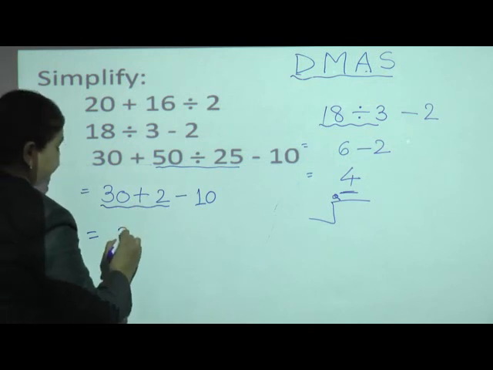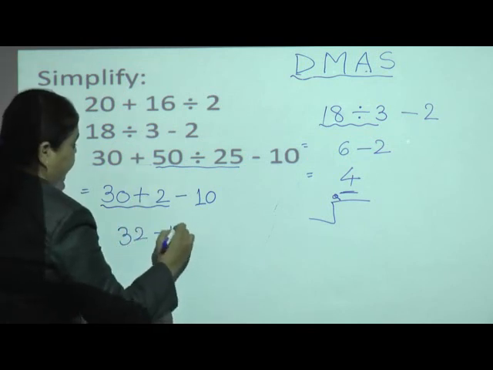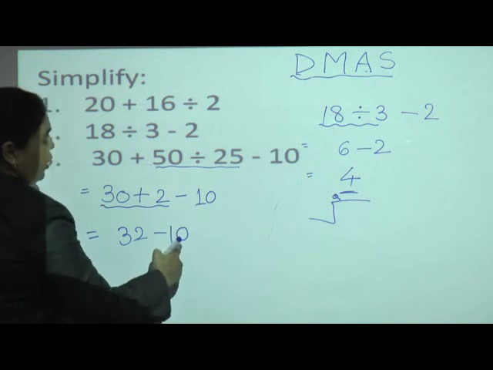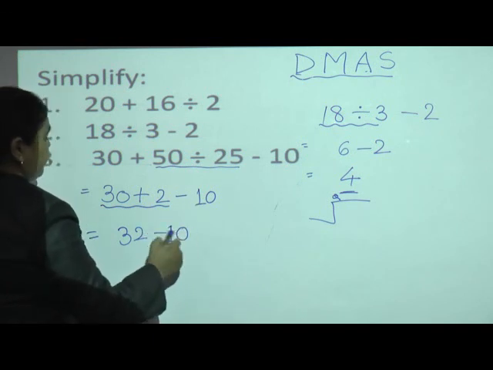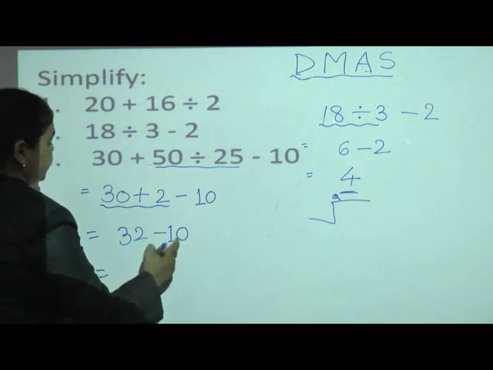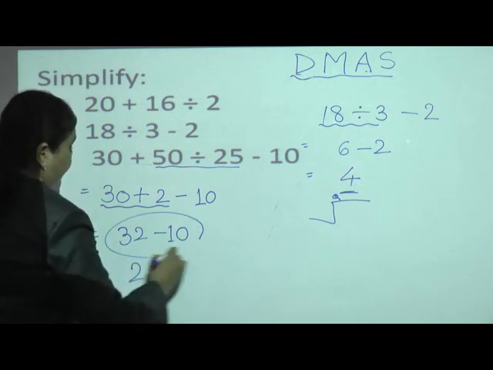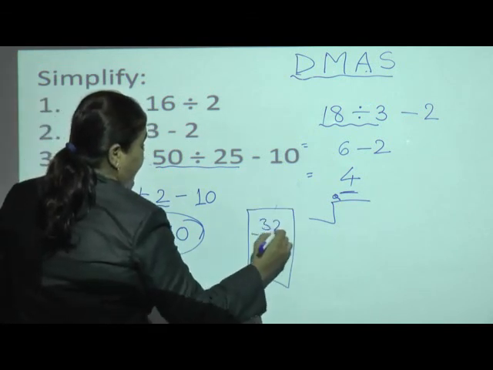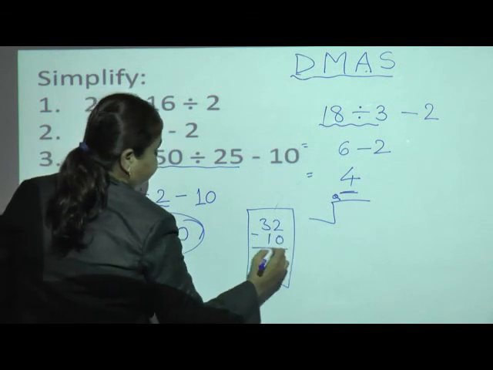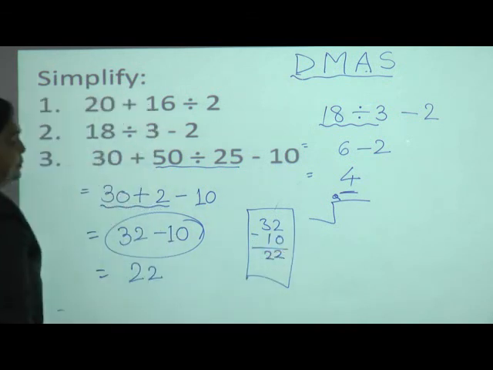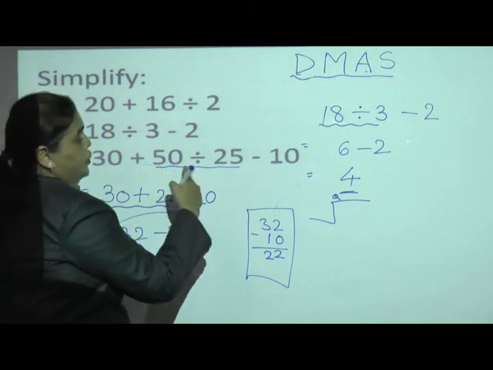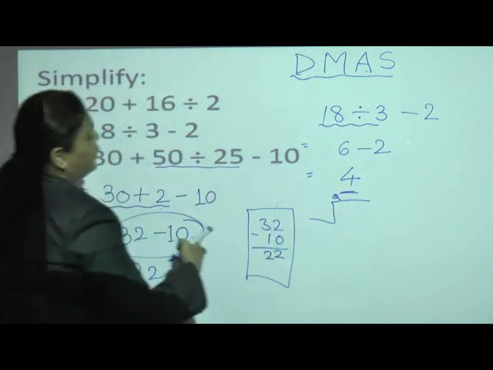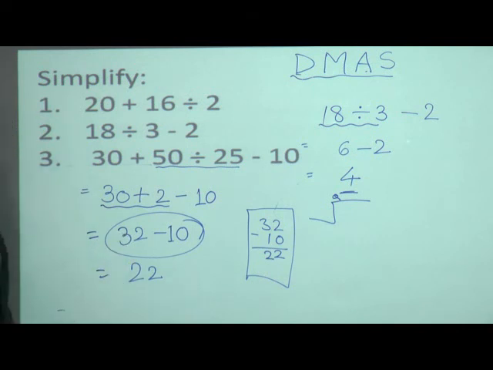30 plus 2 is 32 minus 10. Minus as it is, whatever number you are having is as it is. So it is minus 10. So what is 32 minus 10? It is 22. If you are having a large number, you can go practically and do the subtraction. Even if you are having a large number in the division, you can divide and write the steps. I think everyone understood what steps we have to follow to simplify the sums.